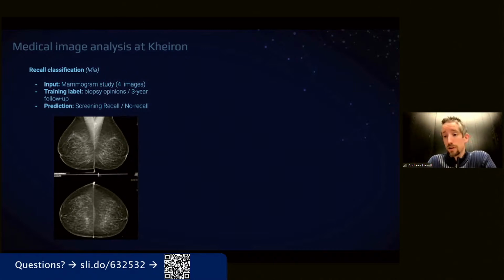So what we do at Kheiron Medical. We recently released a product called MIA to do recall classification. We focus on mammography studies where you normally have 4 images. For those of you who are not familiar with mammography, the top 2 are sideways projections of the breast, and the bottom 2 images are top-down projections of the left and right breast. And this is what a radiologist normally would look at.